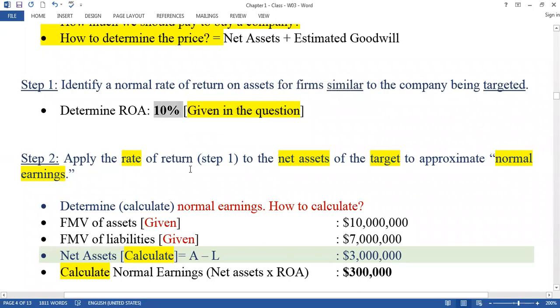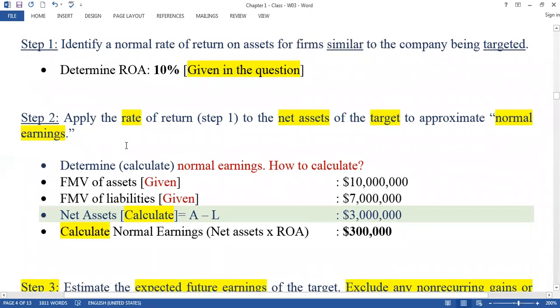For example, you are targeting to buy a manufacturing company, or you are going to target to buy a service company. So what you can do, you can go to the market and you can search what is the rate of return for the manufacturing company. What is the rate of return for service company? Something like this. So this is quite easy to get this information. And whenever you will solve a question, you will find that this information is given.